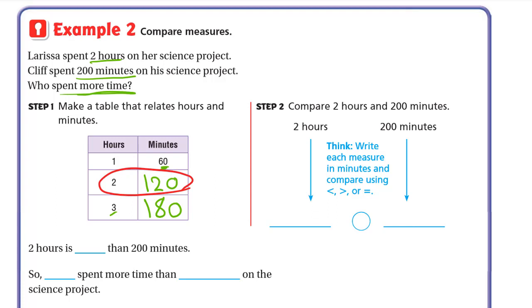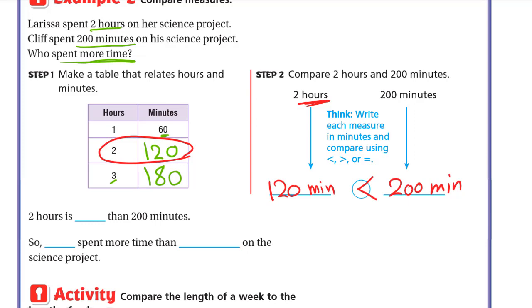So Larissa spent 2 hours, which they are 120 minutes, and we compare them to Cliff, who spent 200 minutes. So 120 minutes is less than the 200 minutes. So 2 hours is less than 200 minutes. So Cliff spent more time than Larissa on the science project.